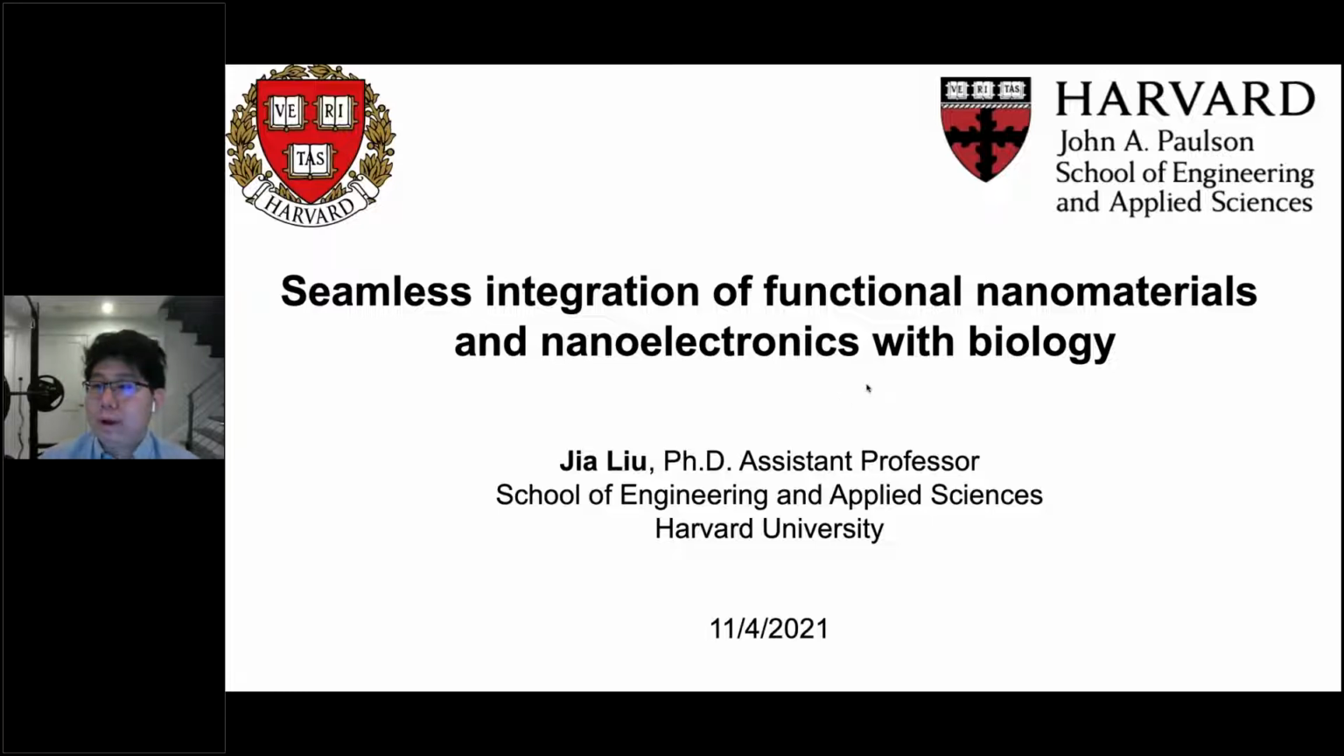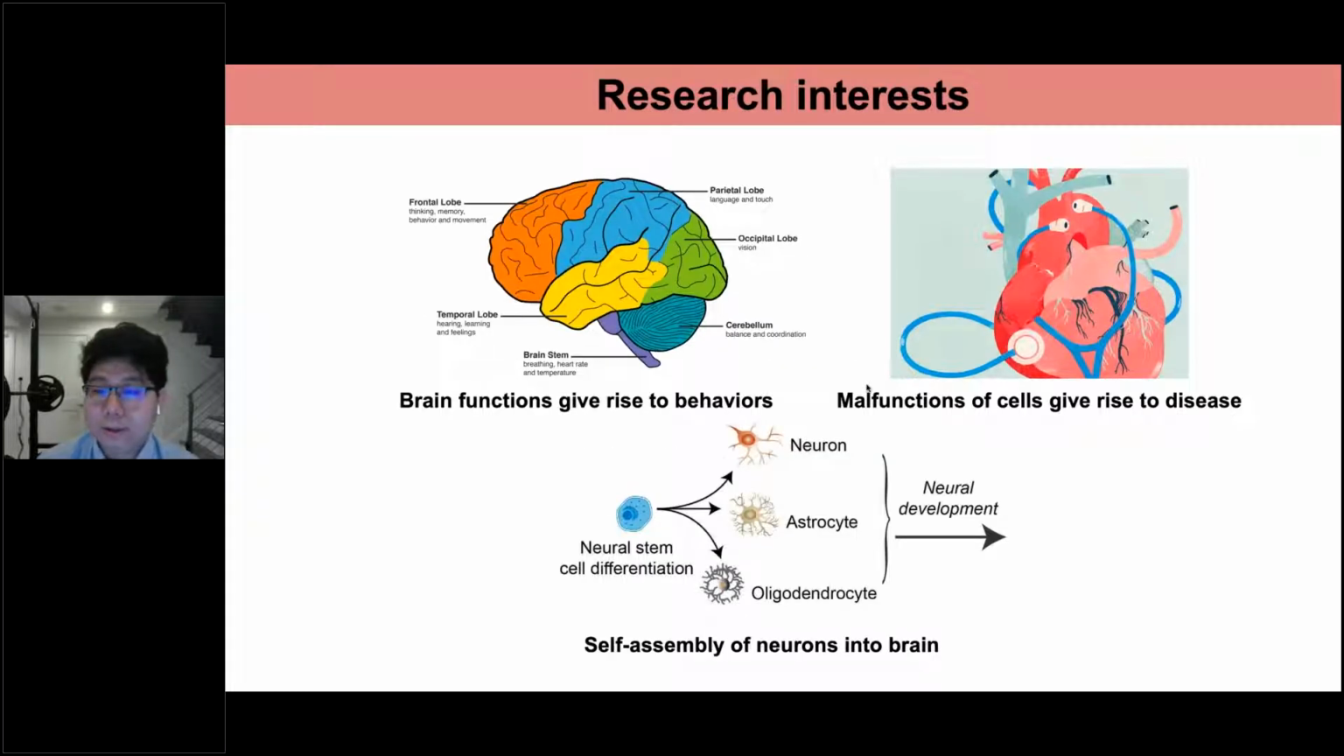So my group at Harvard is interested in questions such as how individual neurons function together to give rise to behavior, or how malfunction of the cells gives rise to different kinds of disease. And the last one is how cells organize together through a self-assembled way to grow into a piece of an organ.